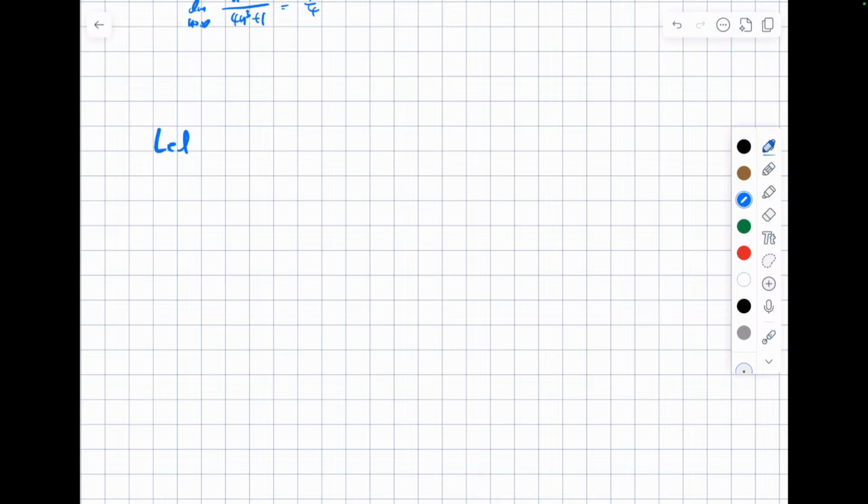Okay, last test. Now this test has some branches to it, so this is just the beginning of the test. I want to introduce it because it makes tomorrow easier. So, alternating series tests.